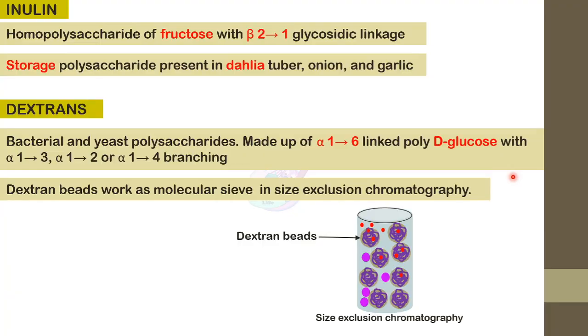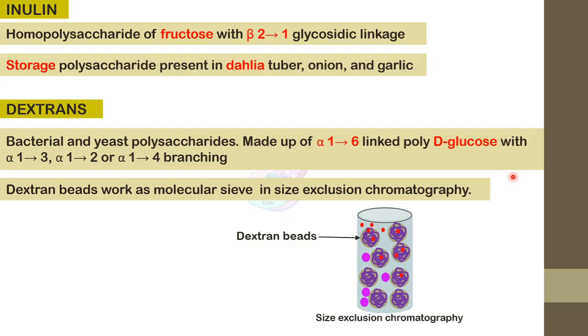Next one is inulin. Till now, we talked about polymers of glucose. Here, inulin is a homopolysaccharide of fructose, in which different fructose units are linked with beta 2,1 glycosidic linkage. This is a storage polysaccharide like starch and glycogen, which is present in dahlia tuber, onion, and garlic. Many examples are there. I have taken here these three only.